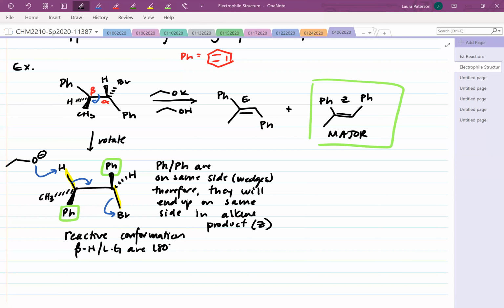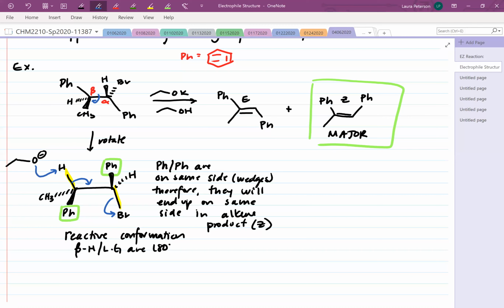Let's imagine for a second that you didn't really like rotating that molecule as it's drawn in line angle formula. Is there a way to do this by a Newman projection? You could draw the original molecule, the starting material, as a Newman projection, and then rotate to make the beta hydrogen and the leaving group 180. I'm going to just draw the Newman projection of our reactive conformation that we already determined, and then I'll show you how to analyze it to come to that same conclusion that our Z isomer would be the major product.